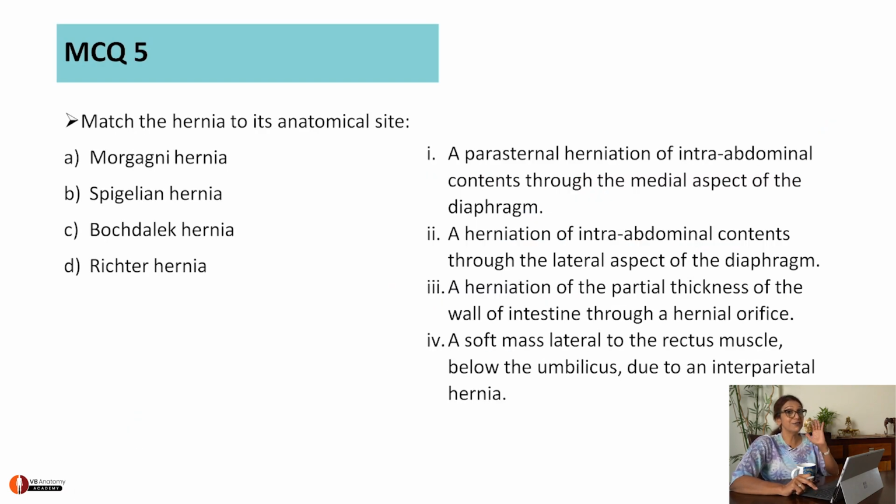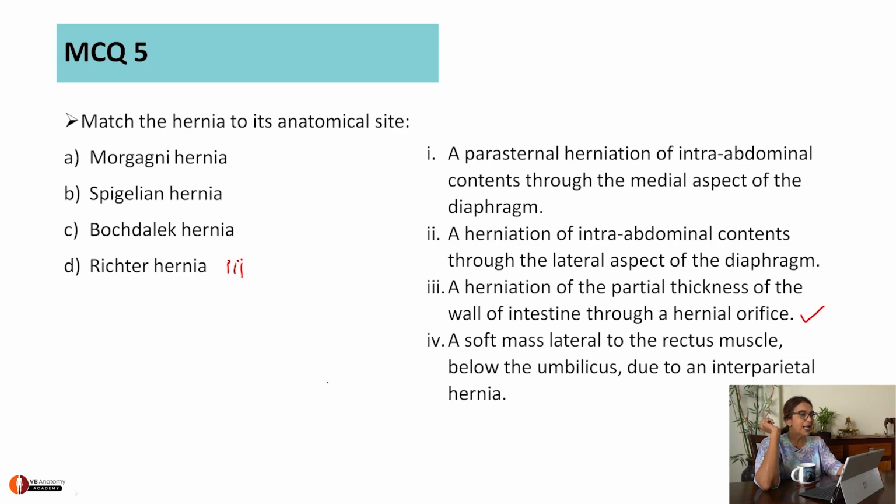MCQ 5 now says something very interesting. Match the hernia to its anatomical site. This needs you to have knowledge, students. Morgagni's hernia, Spigelian hernia, Bochdalek hernia, Richter's hernia. You just have to match the columns. We just did Richter's hernia, so let's solve that first. In Richter's hernia, part of the circumference of the intestine is herniating out. Herniation of partial thickness of the wall through the hernial orifice, therefore Richter is 3.